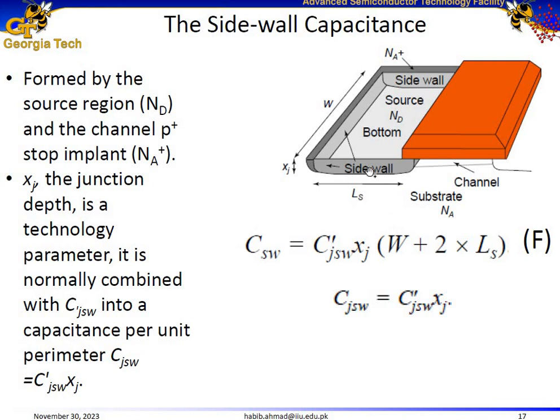Multiply it with this parameter of the source. It gives us capacitance in farads, or it gives us the sidewall capacitance. As already discussed, we don't take into account this side for the sidewall capacitance because this side is connected to the channel.